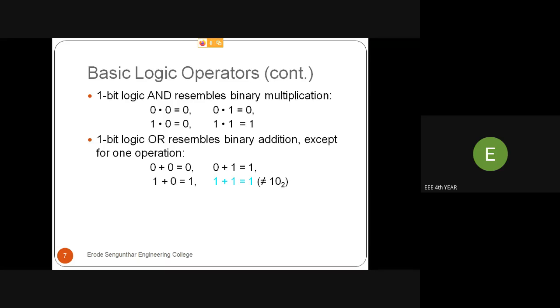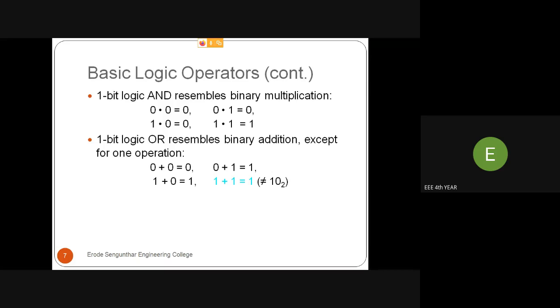Basic logic operations. One-bit AND resembles binary multiplication. For example, 0 into 0 is equal to 0. 1 into 0 is equal to 0. 0 into 1 is also equal to 0. Anything multiplied by 0, the output is 0. 1 into 1 is equal to 1. This is basic binary multiplication. One-bit logic AND resembles it.